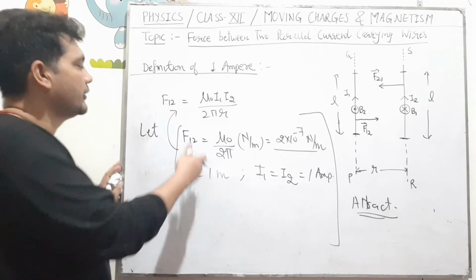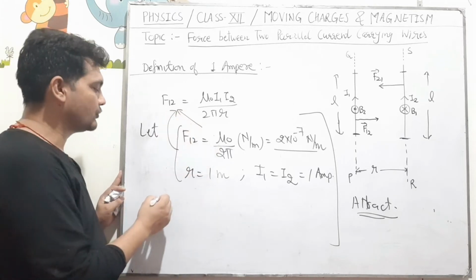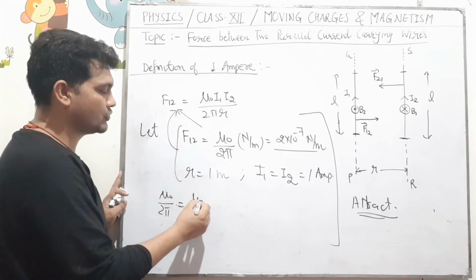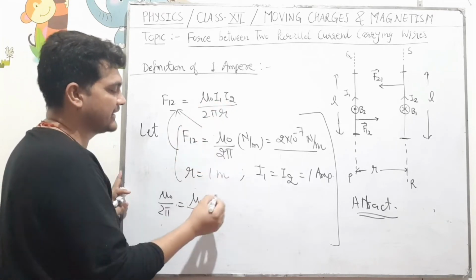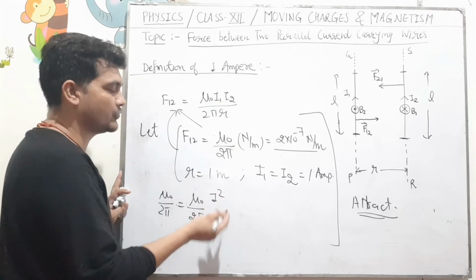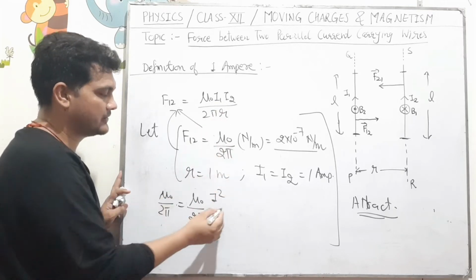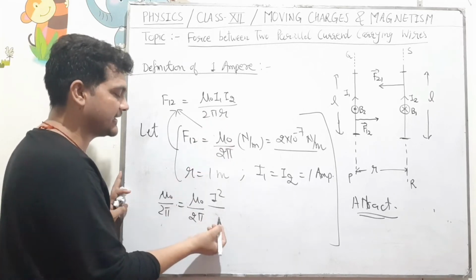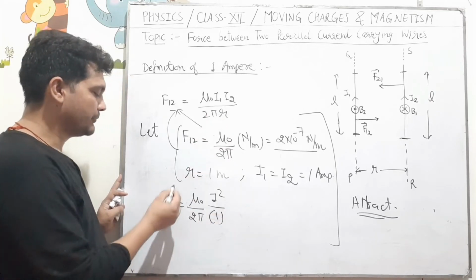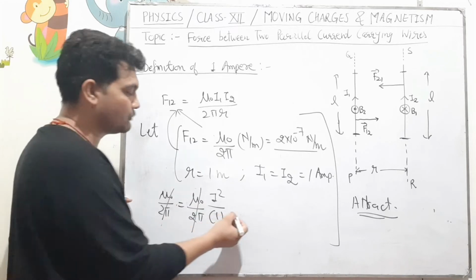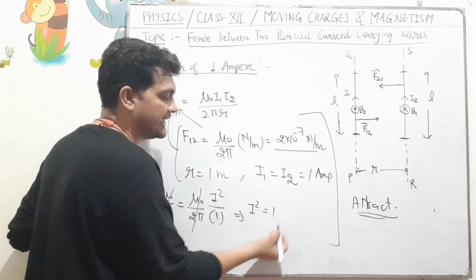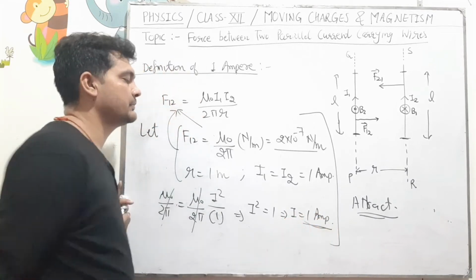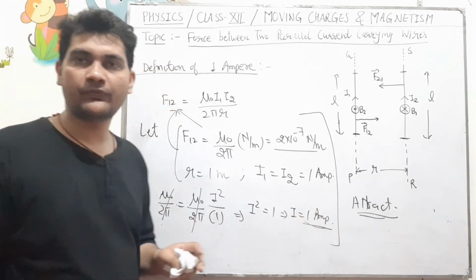So from here you can see that if you put this mu naught by 2 pi here, and here also mu naught by 2 pi, suppose I1 and I2 are equal, suppose these are I, then I square over 2 pi over R, and R is also 1 meter, we have assumed that it is 1 meter. So mu naught by 2 pi cancels with mu naught by 2 pi, then from this expression I square is equal to 1, then I is equal to 1 ampere. So from this you can obtain the definition of 1 ampere.